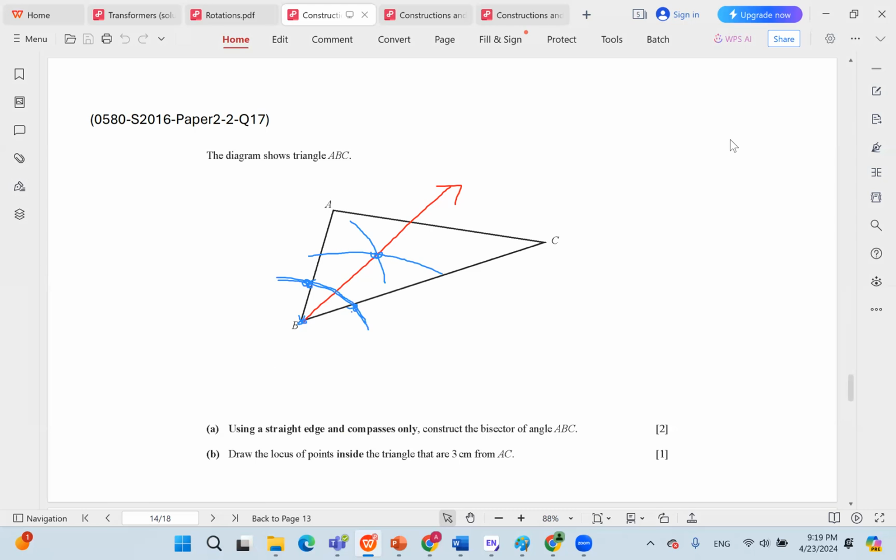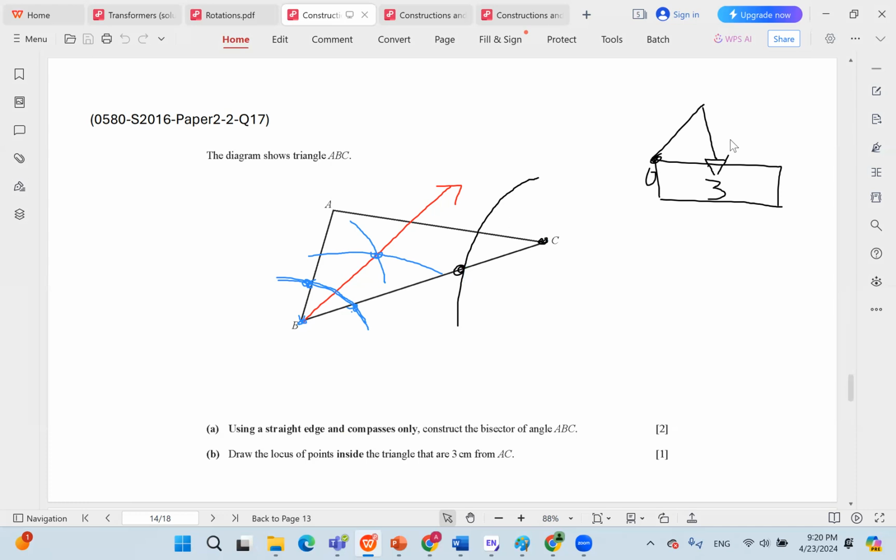Now, in B, we are told, draw the locus of points inside the triangle that are 3 centimeters from AC. So in order to do that, I'm going to get the ruler. I'm going to put the iron part of the compass at 0, and I'm going to put the pencil of the compass at 3 centimeters exactly. And then I'm going to draw an arc with the iron part of the compass at C. And then I'm just going to draw 3 centimeters, which is something like this. I'm going to mark the intersection with this point here.